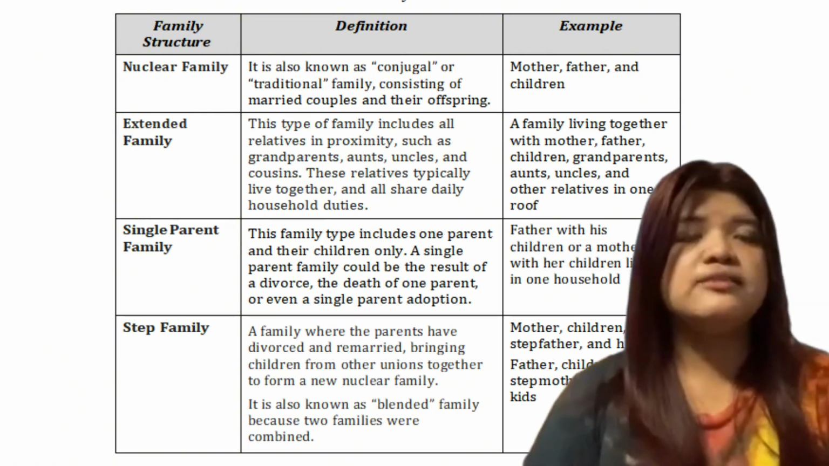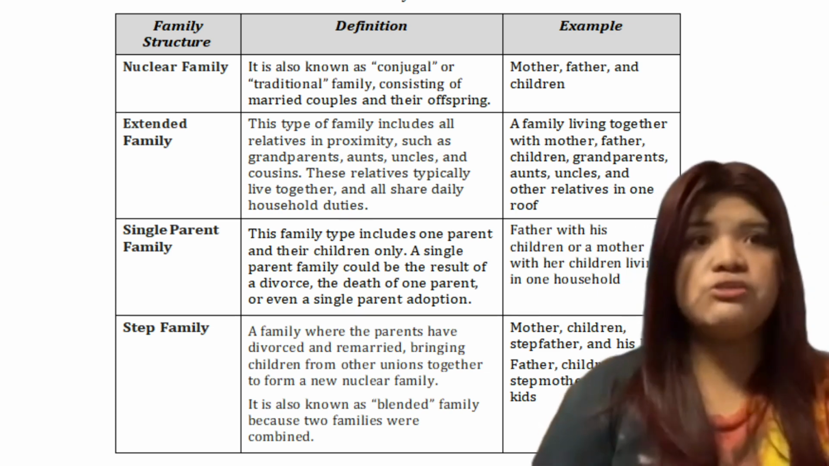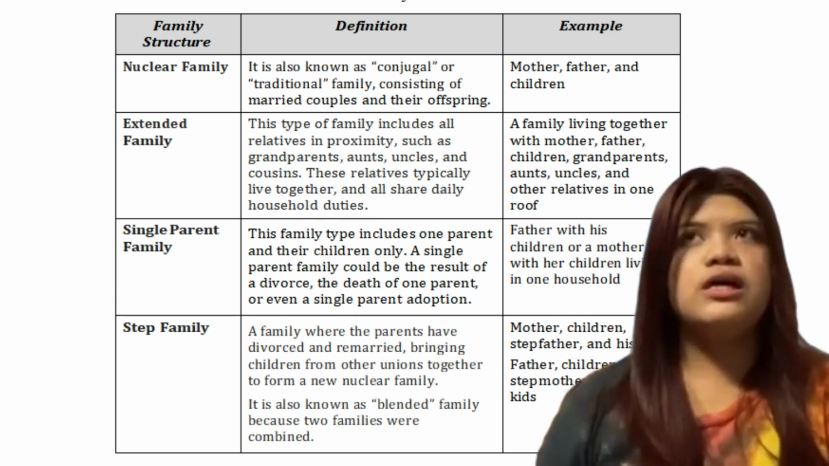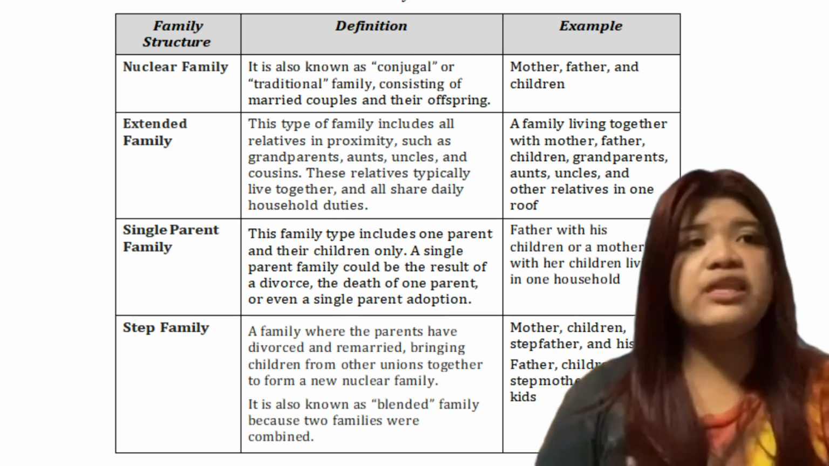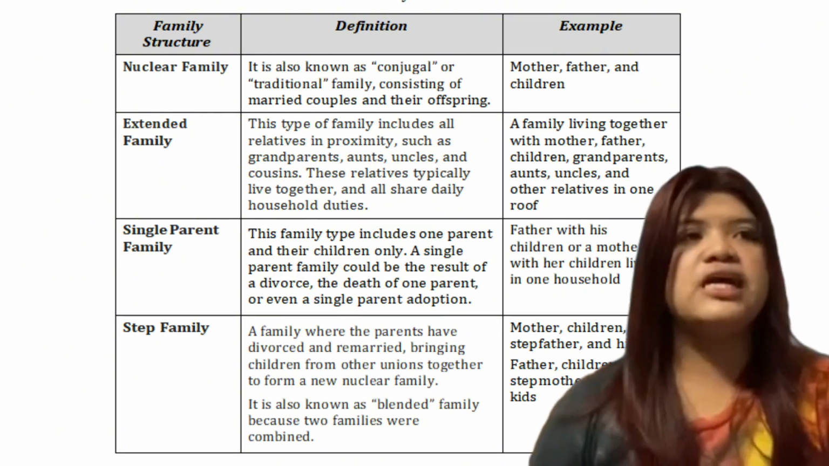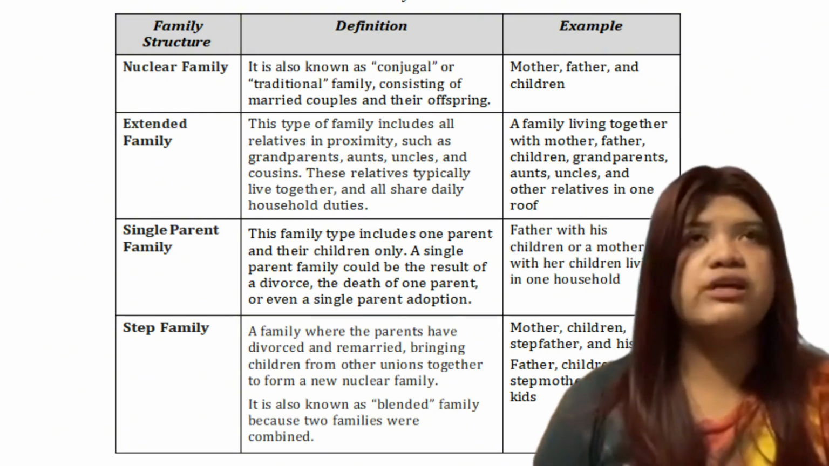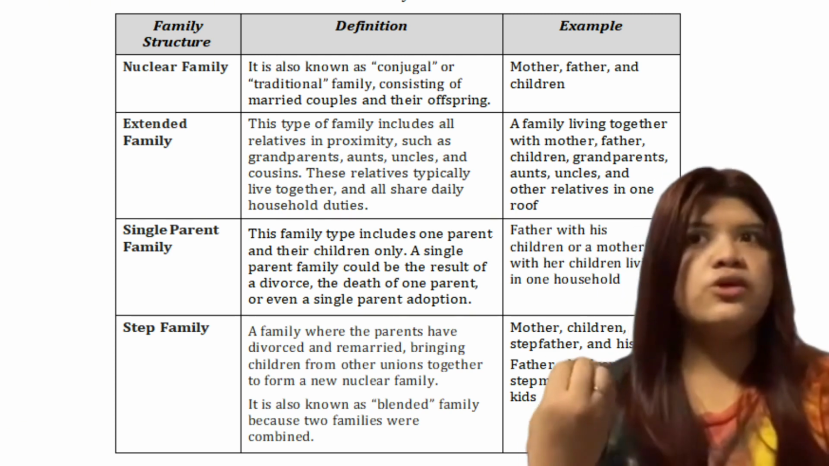The next one is the single parent family. This family type includes one parent and their children only. A single parent family could be the result of a divorce, the death of one parent, or even a single parent adoption. So this consists of one parent and their children, like your father and you, or your mother and you as their child.